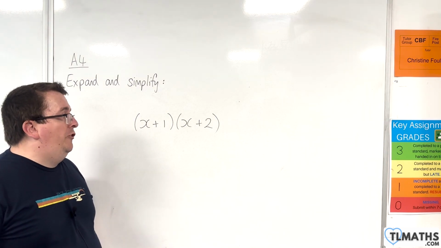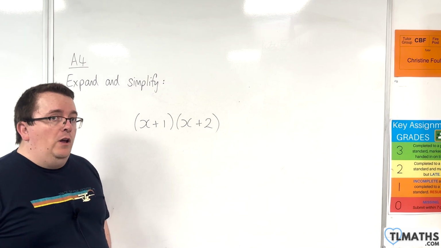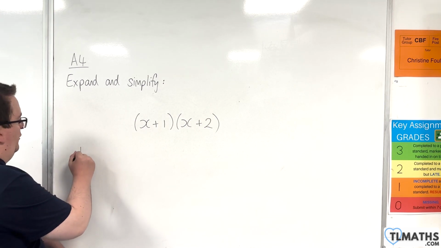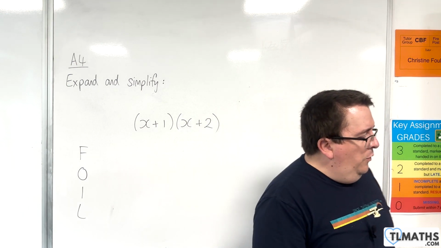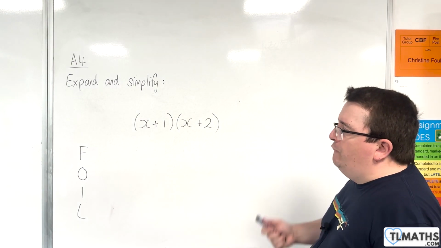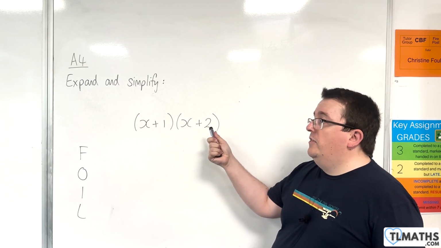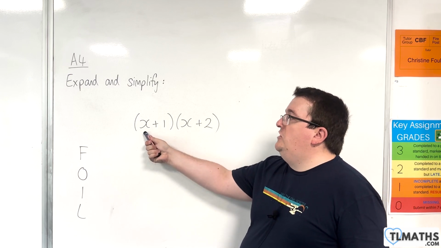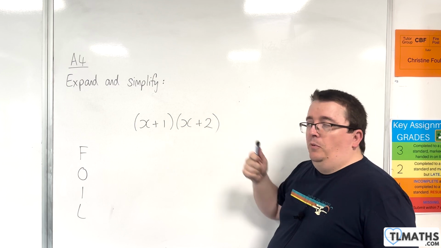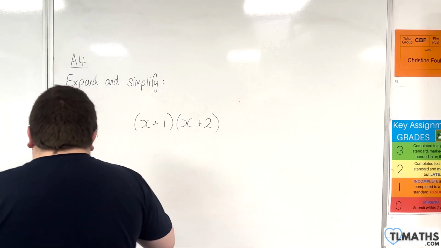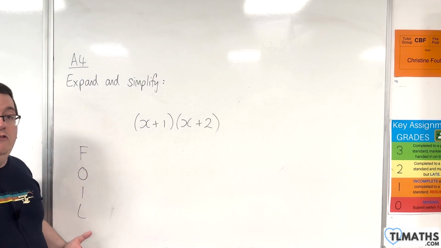Now, whenever I'm expanding brackets, although I'm using the concept of FOIL, so I'll explain what that means in a moment, the way that my brain is thinking about this is that everything that is in this bracket needs to multiply with everything that is in that bracket. So the x needs to multiply with the x, the x needs to multiply with the 2, the 1 needs to multiply with the x, and the 1 needs to multiply with the 2. And someone, I'm not sure who it is, came up with FOIL as a way of remembering that.